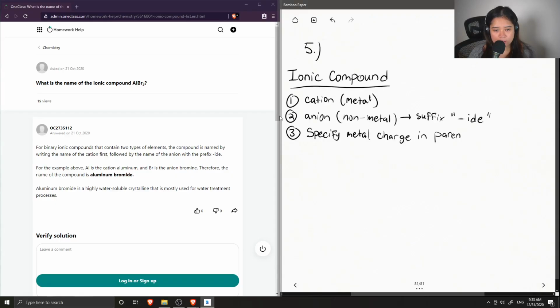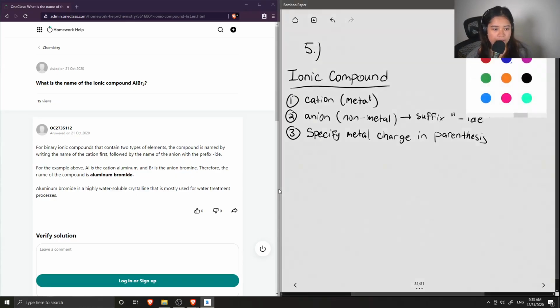But in the case of aluminum, it only has the charge of 3 plus. So we don't have to worry about the third step. But let's try to name the compound in the question.